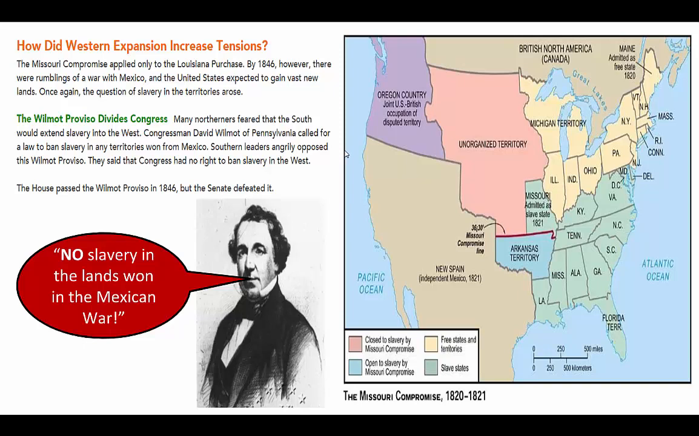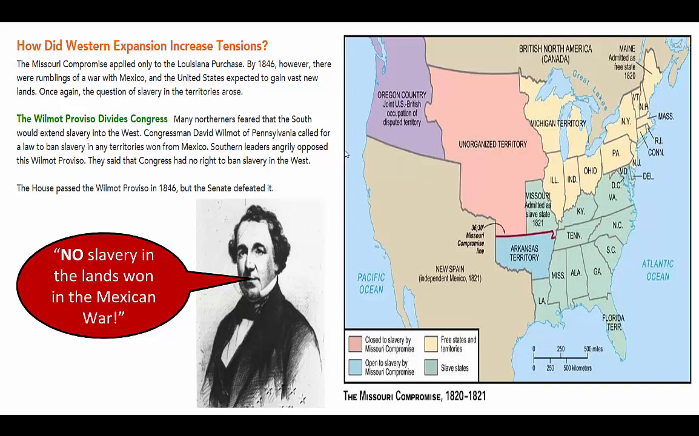The Wilmot Proviso divides Congress. Many Northerners feared that the South would extend slavery into the West. Congressman David Wilmot of Pennsylvania called for a law to ban slavery in any territories won from Mexico. Southern leaders angrily opposed this Wilmot Proviso. They said that Congress had no right to ban slavery in the West. The House passed the Wilmot Proviso in 1846, but the Senate defeated it.